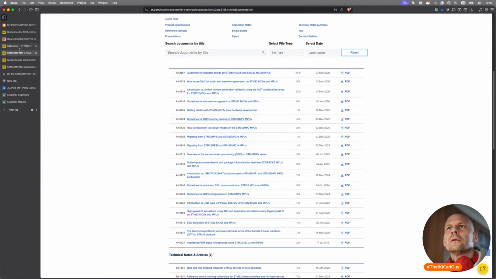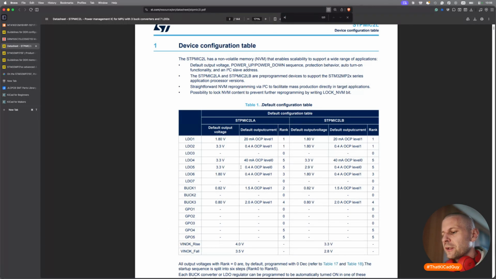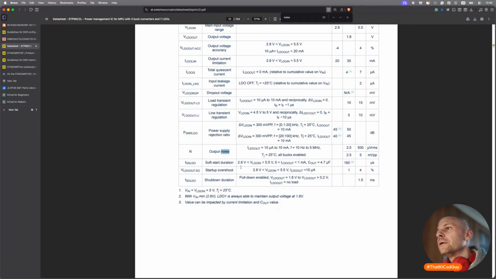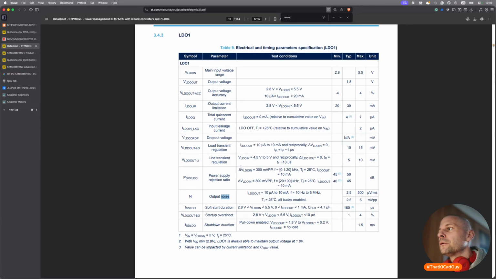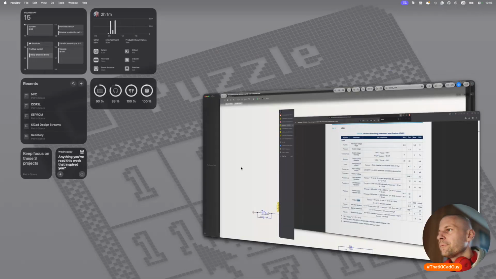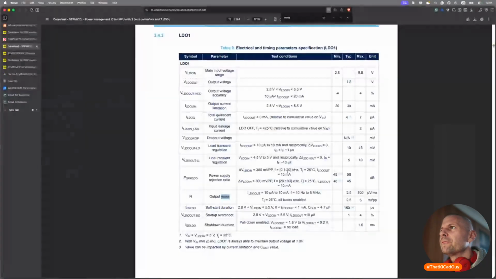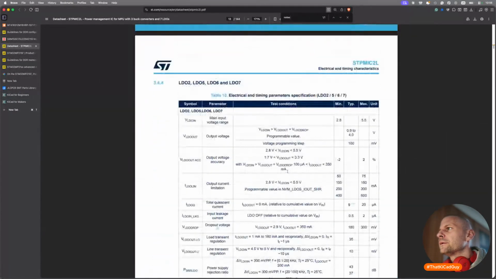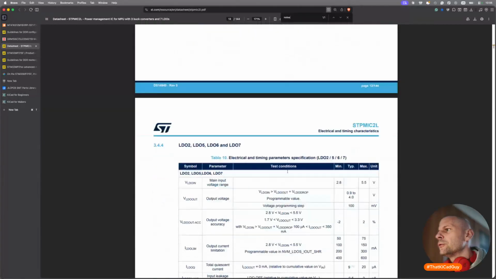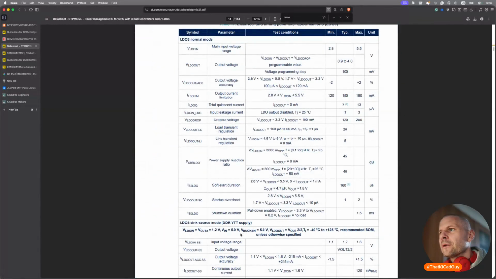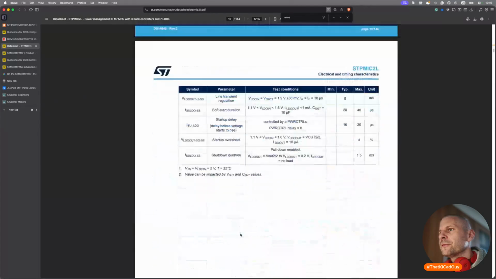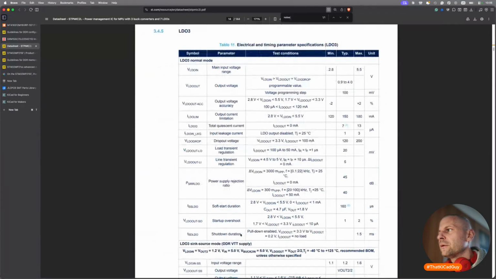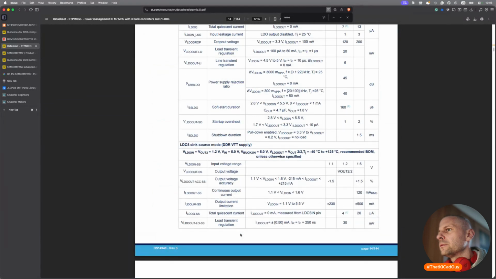Here, noise. Let's say noise. Output noise. LDO out is typically 2.5. But specifically, I will keep this LDO3. LDO 1, 2, 5, 7. LDO3 here. Noise figure is not here. Why?